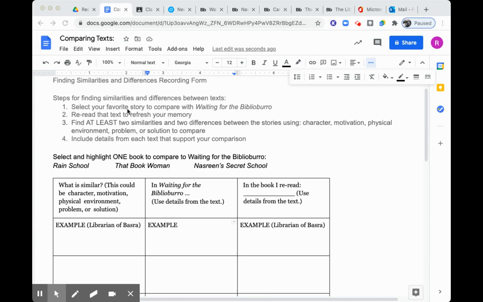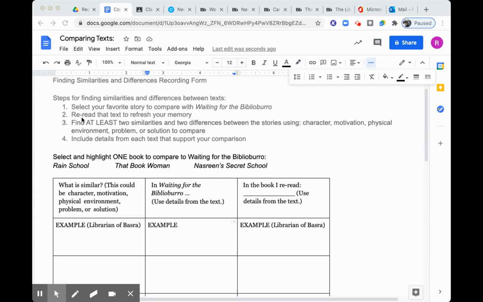All right, so select your favorite story to compare with Waiting for the Biblioburro. Because we have three texts to choose from, I'm going to use for an example a text that is not one that you're going to be choosing from. And I'm going to use The Librarian of Basra. So remember, the example that I'm doing is not available for you to choose from, just those three that are listed at the top. One, two, three.